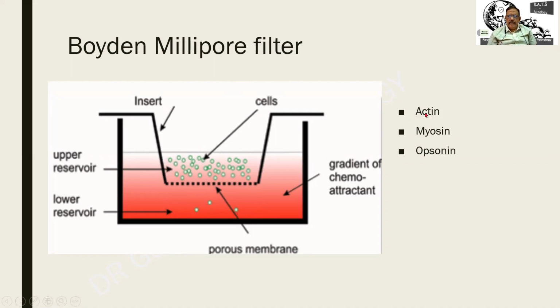And the cell, as we had mentioned earlier, is able to move around by means of filaments called actin and myosin. Whereas opsonin is one substance that will coat the foreign body or the bacteria, as a result of which there will be a chemotaxis. After some time, it was found that most of the cells were in the lower compartment thanks to chemo attraction.